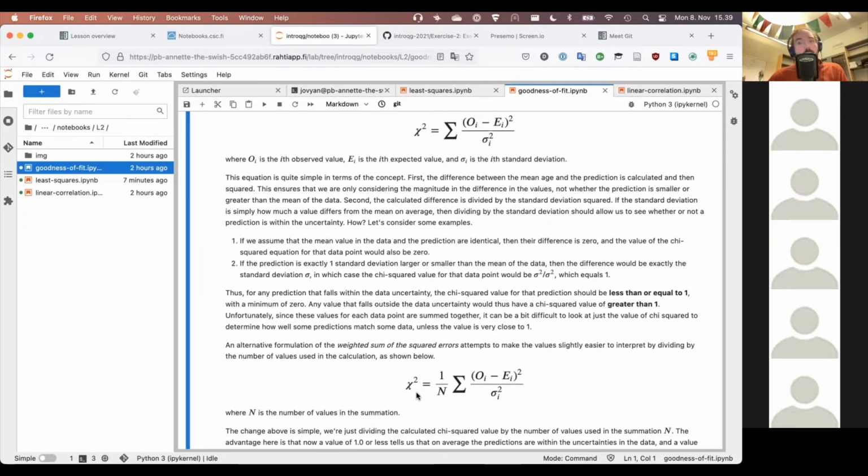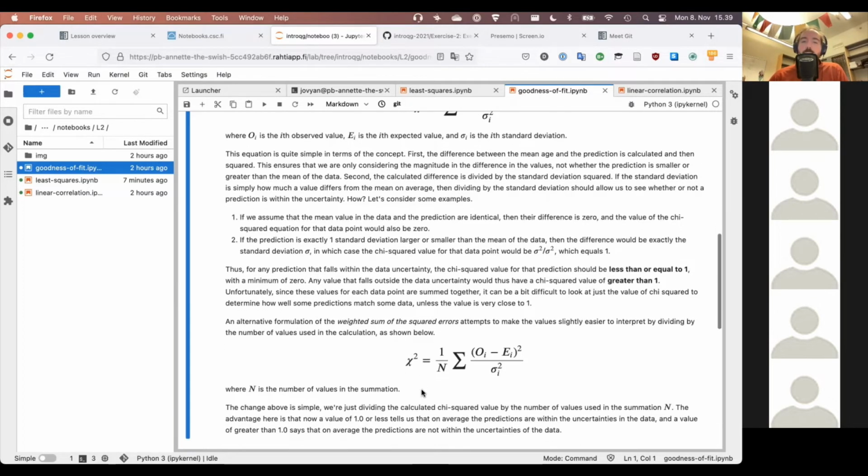Doesn't mean that they're all within the uncertainties, right? Some could be very close to the mean value, or to the measured value. Others could be further away and outside of the error bars, but at least this gives you something that's a bit easier to interpret, because the value of 1 or lower means that you're on average within the uncertainties of your age data set or whatever data set. And if it's a value greater than 1, it tells you that you're on average beyond the uncertainties of your data set.